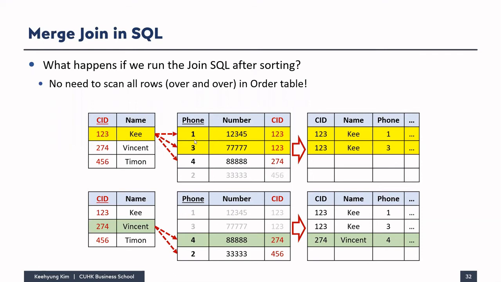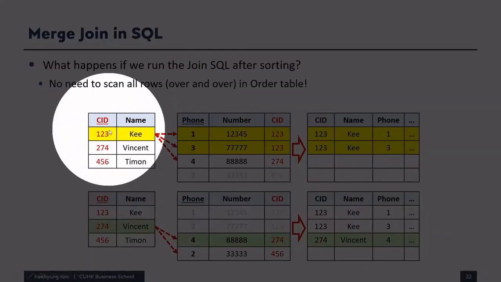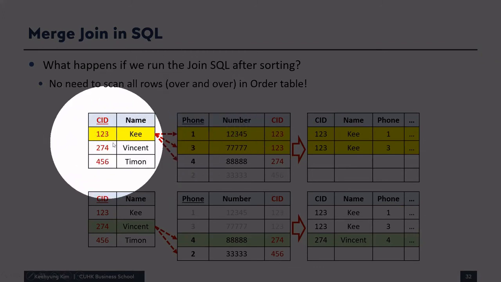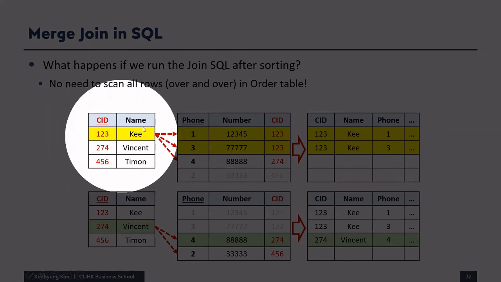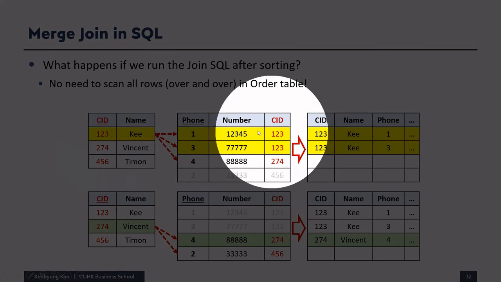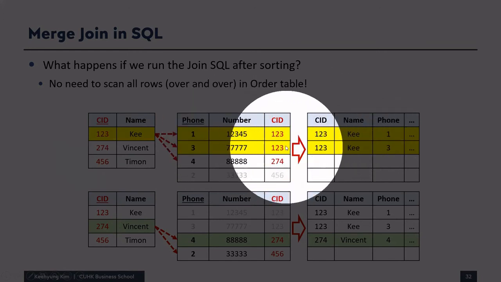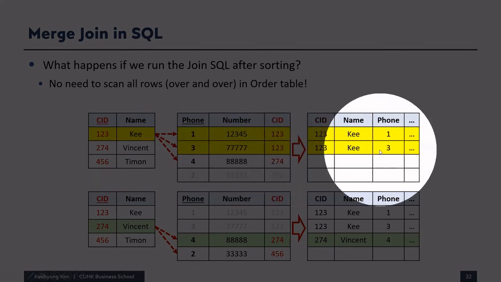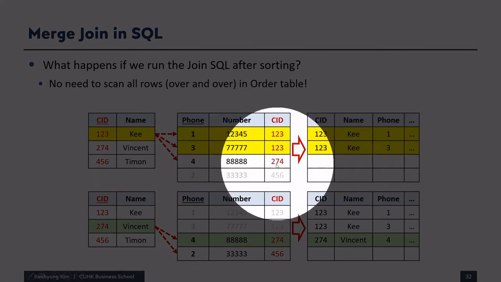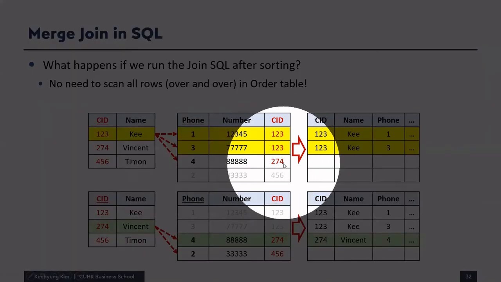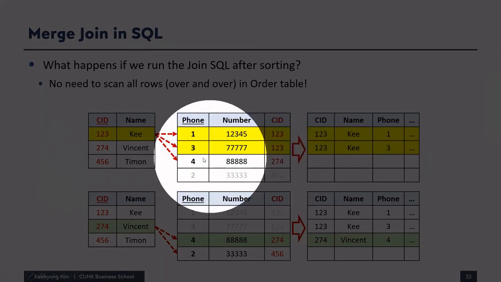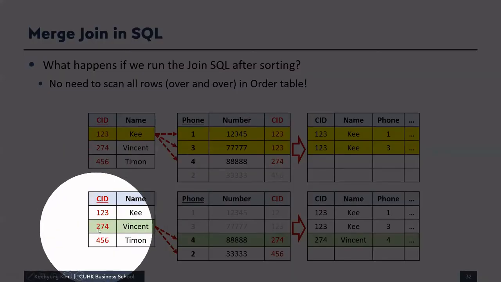So for example, when we do join between these two tables, first of all, we look at the first customer, whose ID is 123, and we try to find the matching phone number here. The CID 123 is here, so we put this record here in the result. And the next CID in the phone number table is 274. Then we don't need to go through the entire table. We can stop there because it's sorted based on the CID. If this number is already bigger than 123, we know the other numbers will be bigger than 123. So we stop here. And then we go to the next customer.